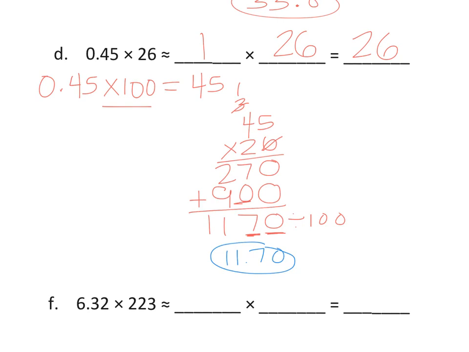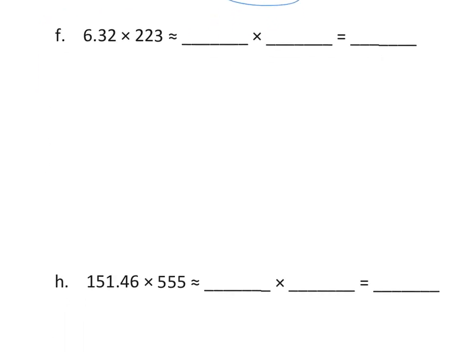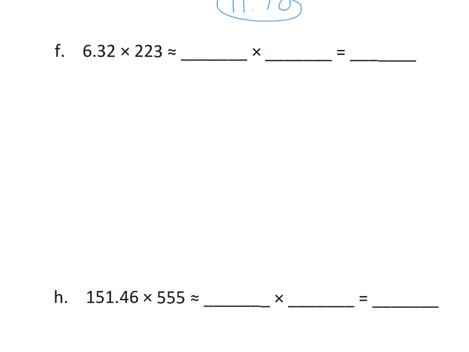All right, now dropping down to F. We've got 6 and 32 hundredths. That's going to be closer to 6 wholes. And 223 is going to be closer to 200. So we have 6 times 2, that's going to give you 12, and you're going to add the 2 zeros in 200 to have the estimation of 1,200.